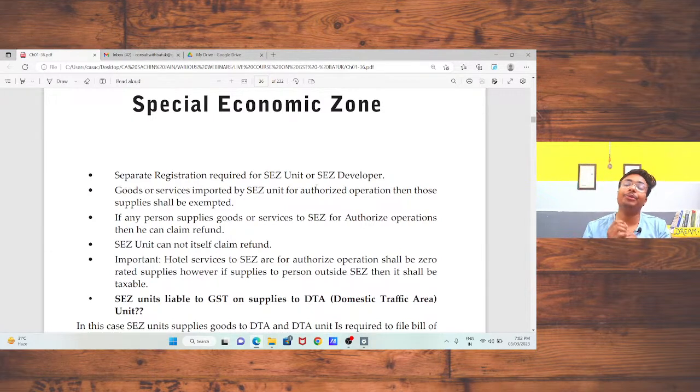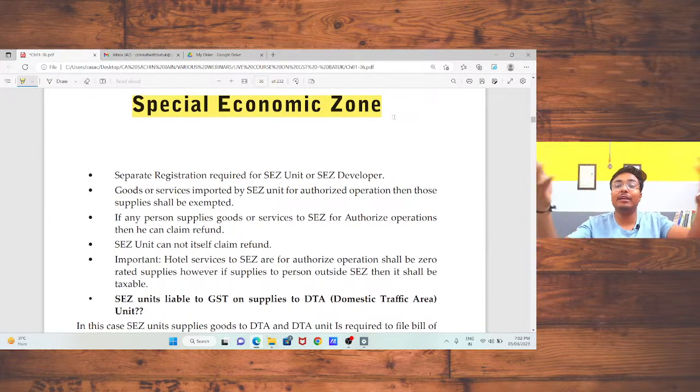Now we are going to discuss an important topic, that is special economic zone. Sir, what do you mean by special economic zone? There is no specific section available, but this part is important. Special economic zones are those zones declared by the government of India. Due to the huge volume of their business, the government has declared those zones as a special economic zone.